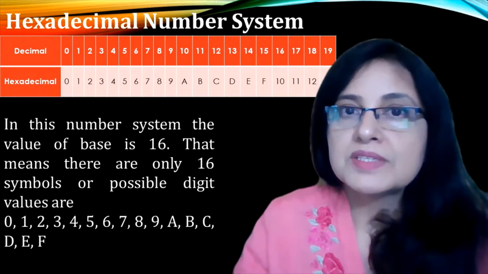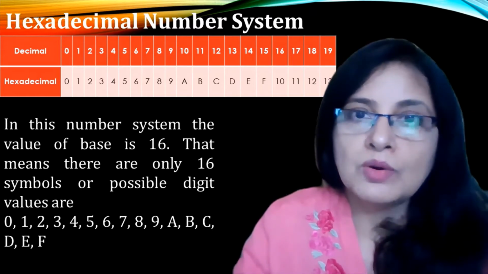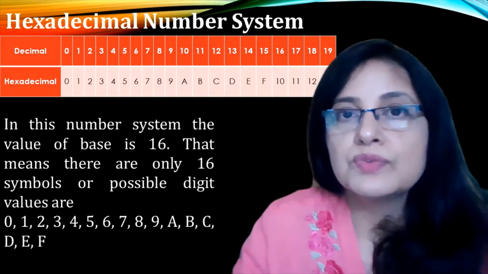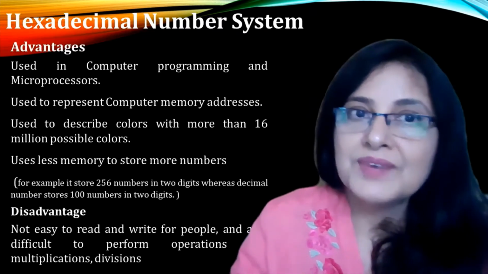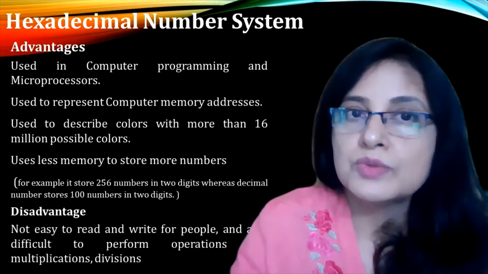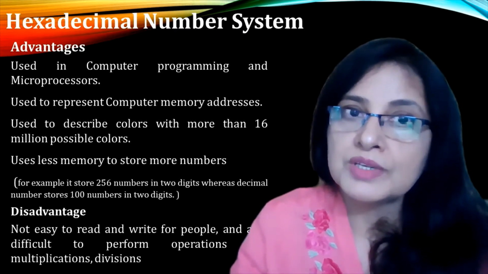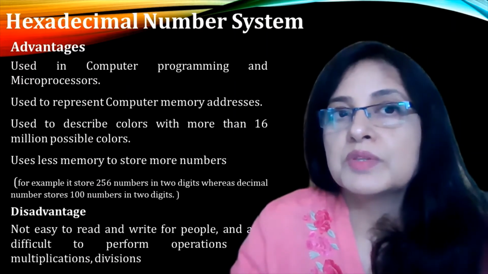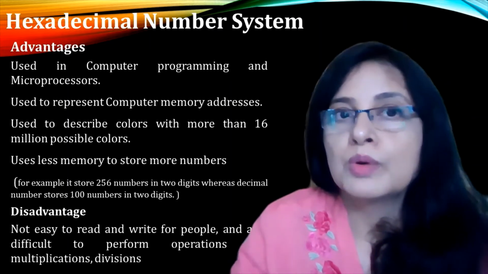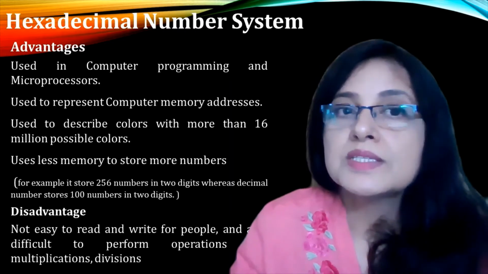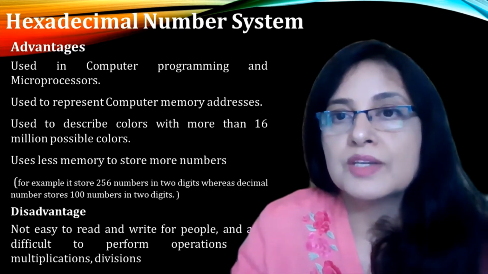The hexadecimal number system consists of digits from 0 to 15. 0 to 9 are represented by the normal decimal numbers. However, 10 to 15 are represented using the capital alphabets A to F. The advantage of the hexadecimal system is that it's used in computer programming and microprocessors. It's used to represent computer memory addresses, and it's used to describe colors with more than 16 million possible colors. It uses less memory to store more numbers. The disadvantage is it's not easy to read for people, and it's difficult to perform multiplication and division.